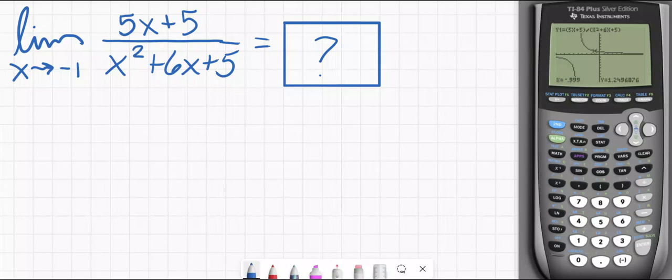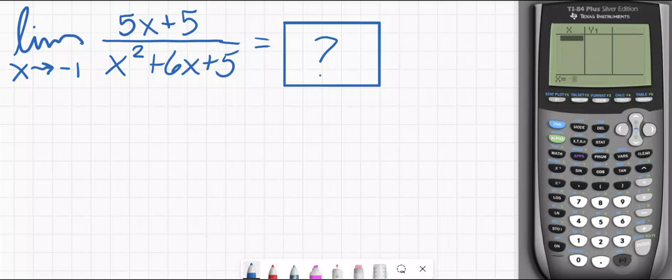So I still can explore what happens when I get close to -1, even if that is an open point, or like it's called a removable discontinuity. We'll talk about that more later. So we'll go to the table, then we'll go to table settings. Right? We don't want it filling in 1, 2, 3, 4, 5. We want to use some specific numbers here.